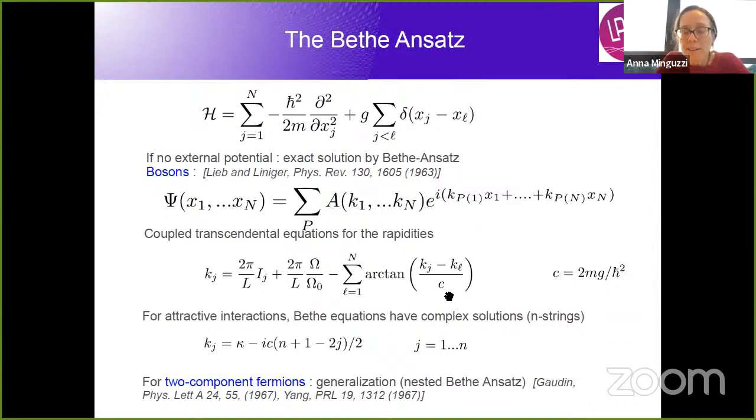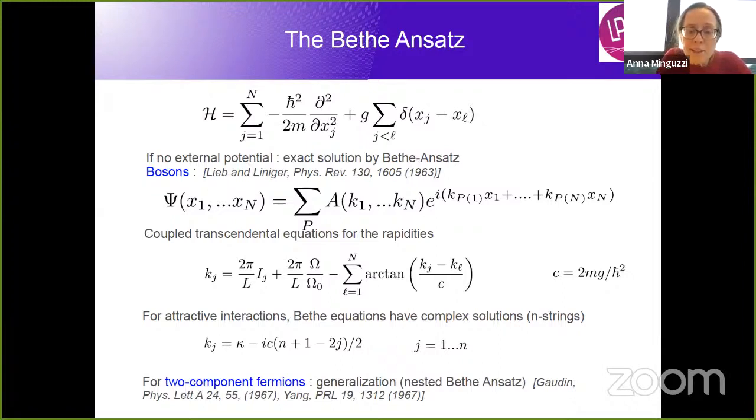And so there is the term related to interaction, thanks to this constant c of interaction, which is proportional to g. And then we have a part related to some integers I_j, or half integers, depending on whether we have an odd or even number of bosons. And L is the size of the one-dimensional system. Notice that if we have attractive interactions, then this Bethe equation has complex solutions that are called n-strings. And this little n can be as large as the total particle number.